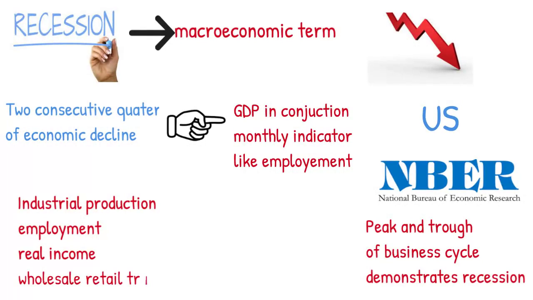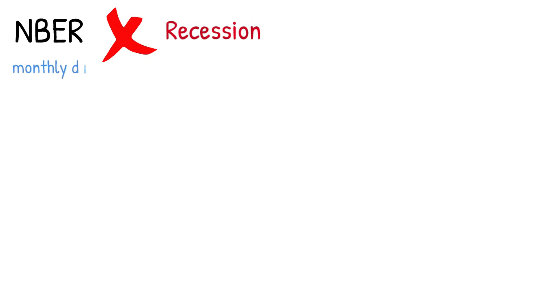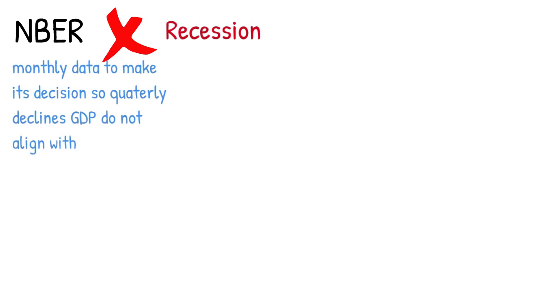The working definition of a recession is 2 consecutive quarters of negative economic growth as measured by a country's gross domestic product (GDP). Although the National Bureau of Economic Research (NBER) does not necessarily need to see this occur to call a recession, and uses more frequently reported monthly data to make its decision, so quarterly declines in GDP do not always align with the decision to declare a recession.